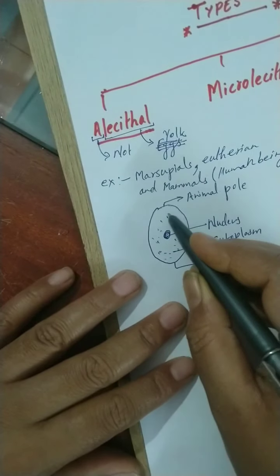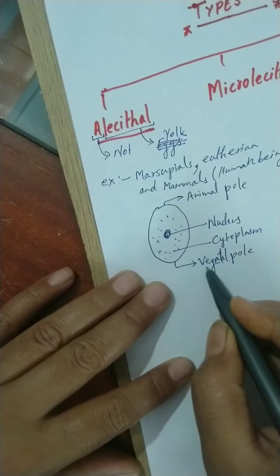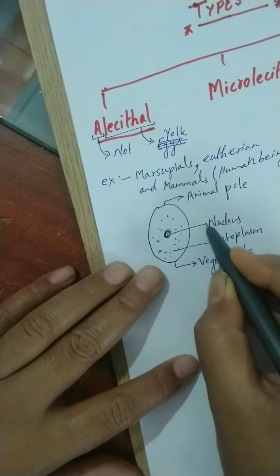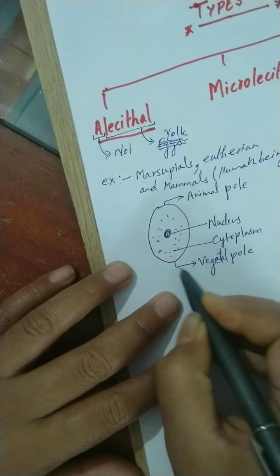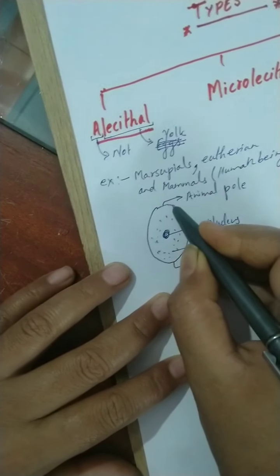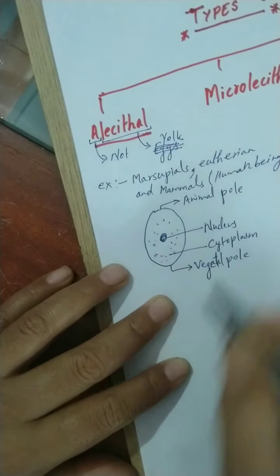This is the diagram of the alecithal type of egg. This is the nucleus. This is the cytoplasm. This is the vegetal pole, and opposite of the vegetal pole is the animal pole of the egg.